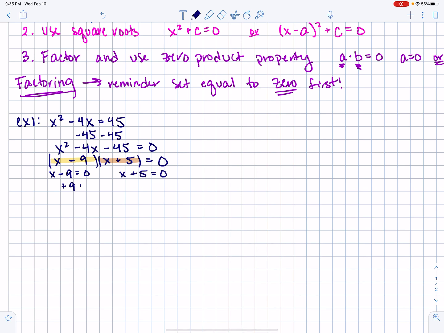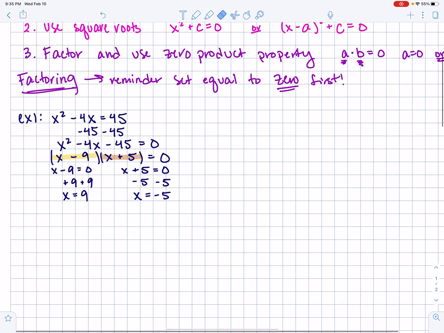From here, they're both linear, so you can use inverse operations to solve. So you have to subtract 9 from both sides. Excuse me, you have to add 9 to both sides, and you have to subtract 5 from both sides, so that your two answers are x is equal to 9, and x is equal to -5.